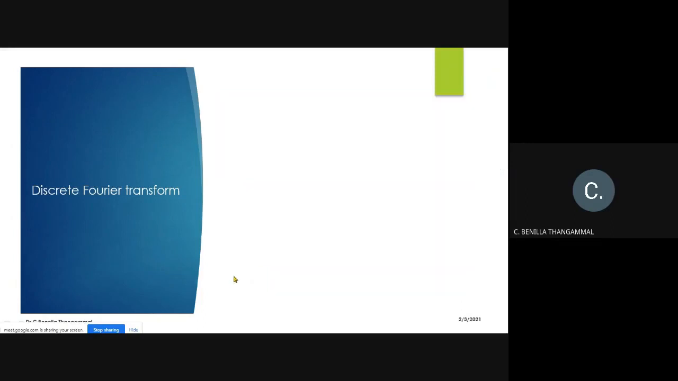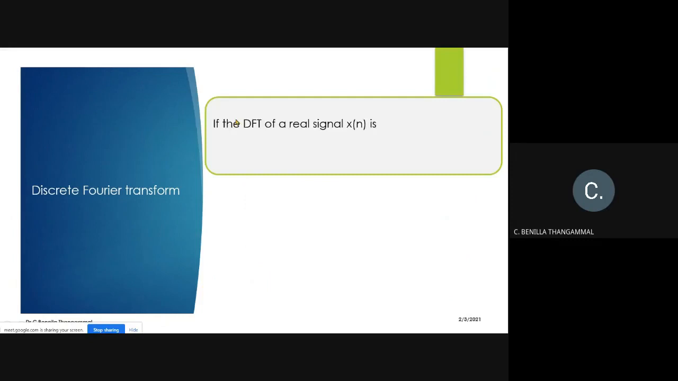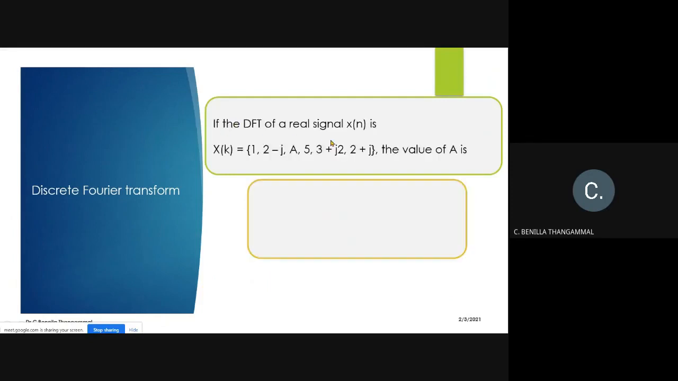So we'll have one more problem here. If the DFT of your real signal x of n is x of k equal to 1, 2 minus j, a, 5, 3 plus 2j, 2 plus j, find the value of a. So here it is going to be a 6-point DFT.